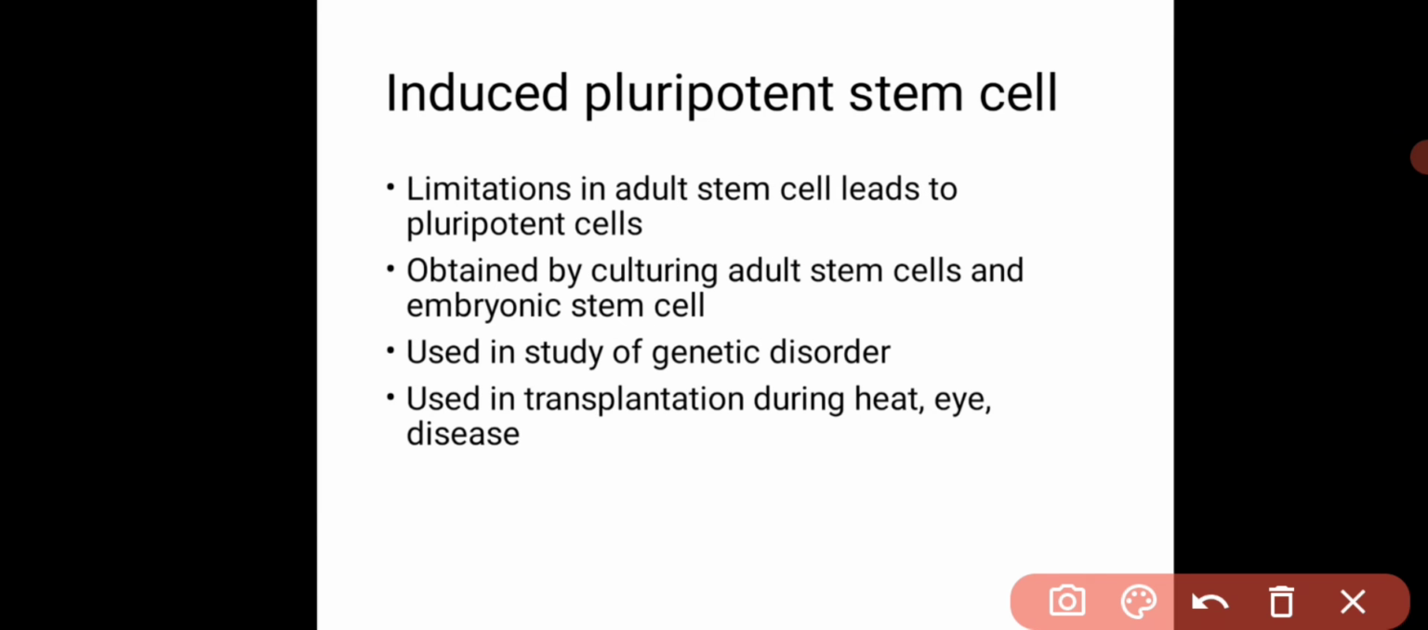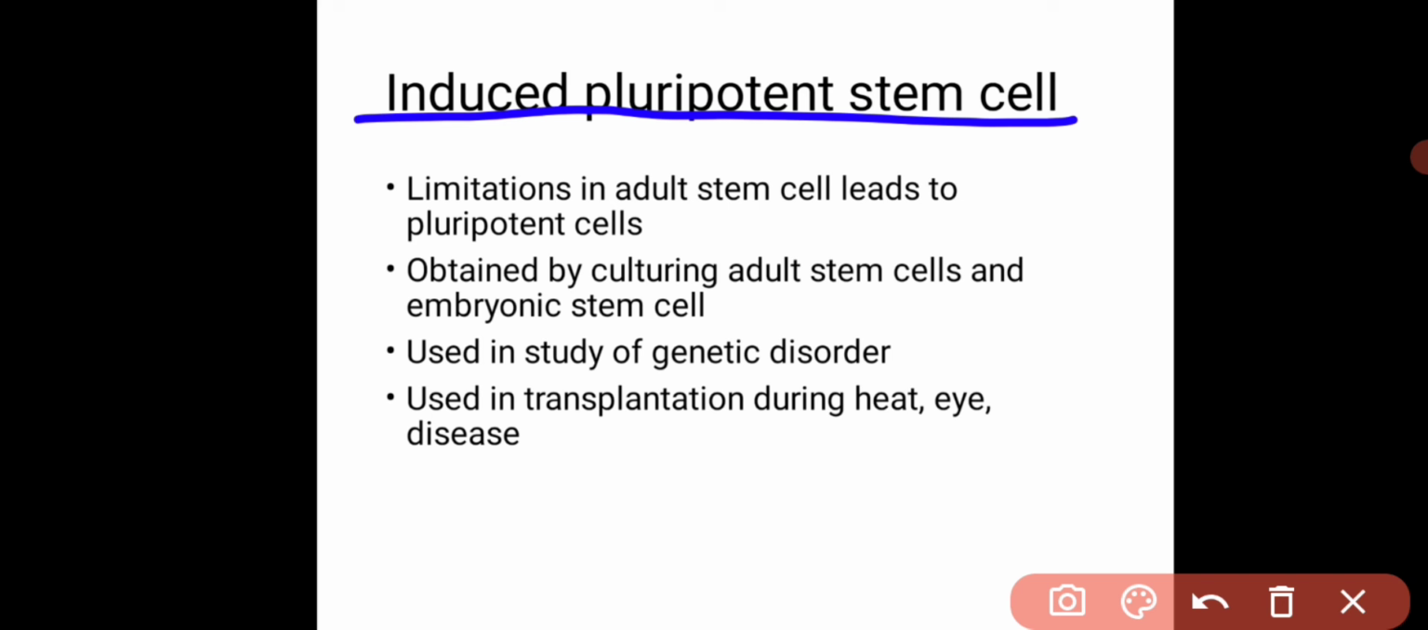So the third one is the induced pluripotent stem cells. So what are these induced pluripotent cells? The adult stem cells have limitations: they have minimal division and they are not pluripotent. So due to these limitations in the adult stem cells, which we have already discussed, we can culture induced pluripotent cells.